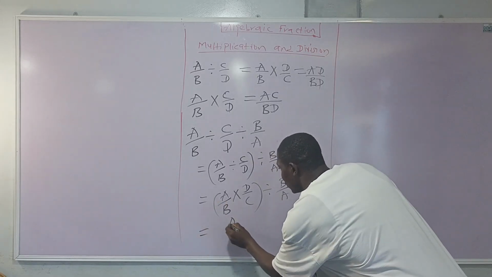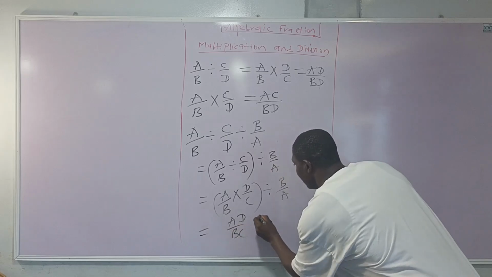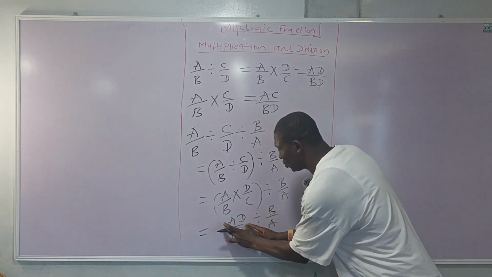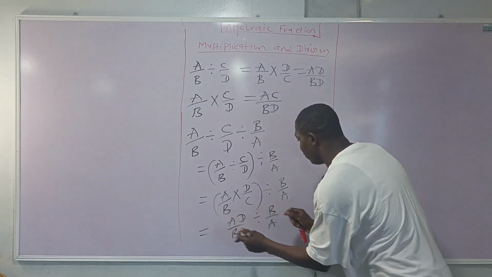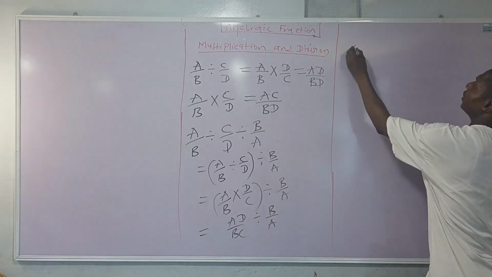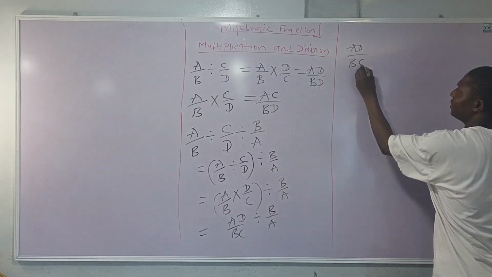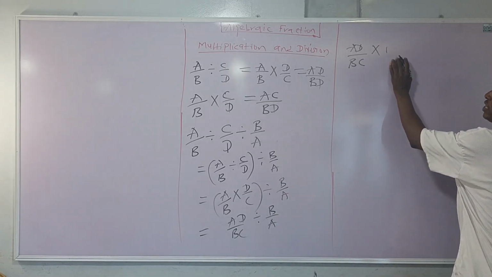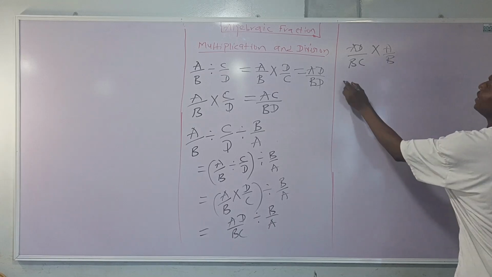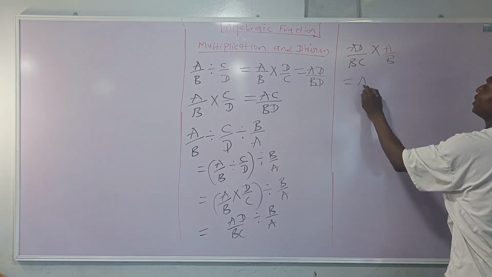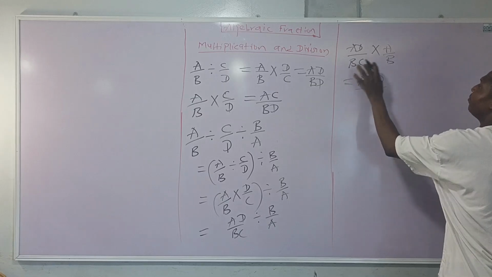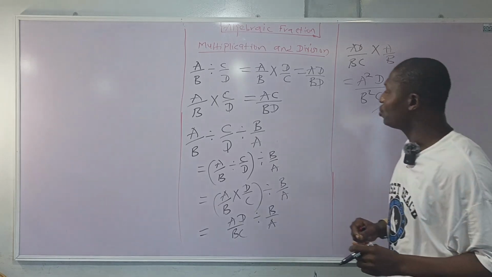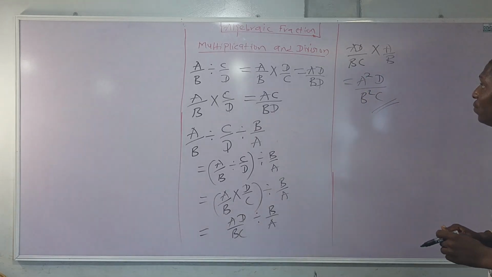And this will give us what? AD over BC divided by B over A, because these have become just an expression. We can now open the brackets to have, again, AD over BC multiplied by, you interchange B over A to give you what? A over B. And this becomes what? A times A is what? A squared. So you have your D attached. B times B is what? B squared C. So these are a few principles I want us to hold on to before we continue.